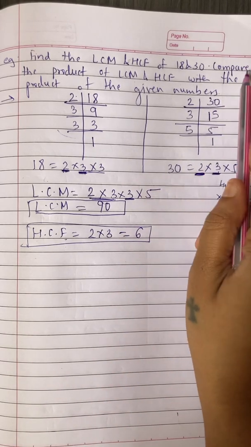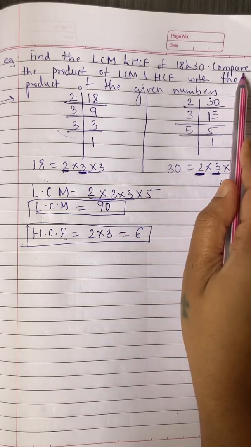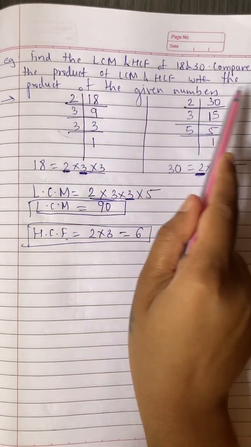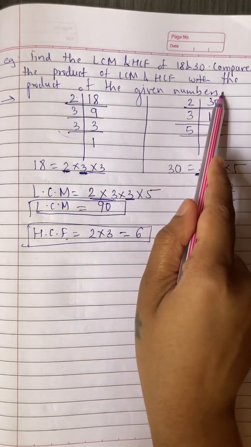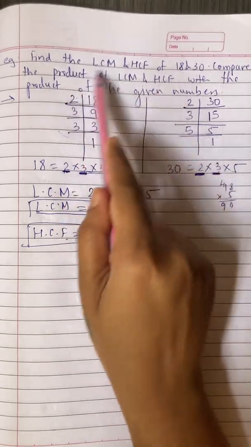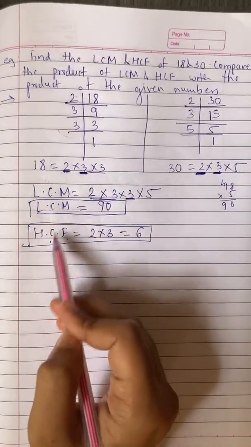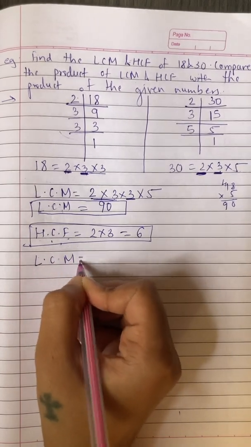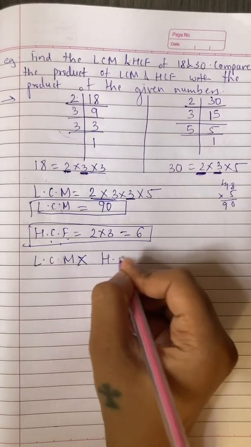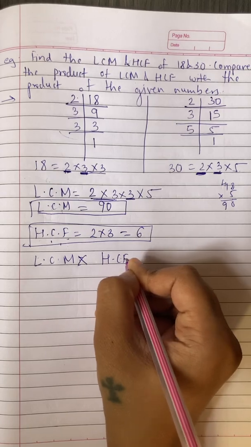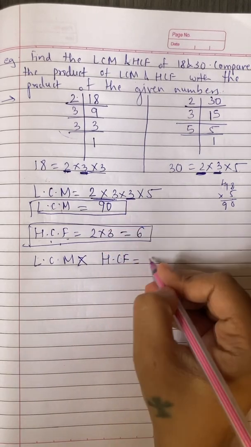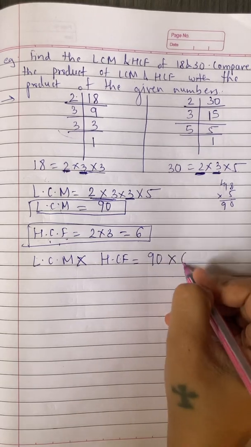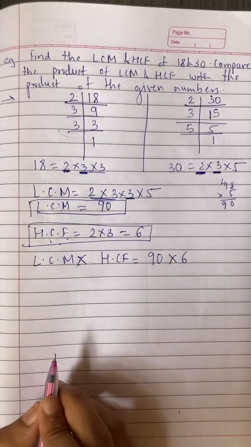Now what do we have to do? Compare. Next part of the question, see properly. Compare the product of HCF and LCM with the product of the given numbers. So we have to compare the product of HCF and LCM. Product means you have to multiply LCM and HCF. So LCM into HCF we have to do. So what is LCM? We have got it as 90. And what is HCF? Into 6.